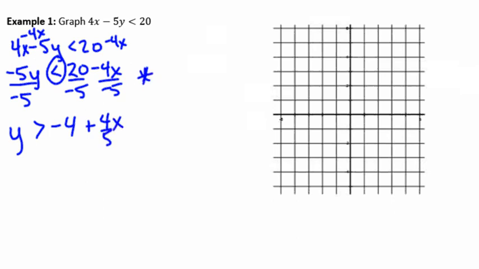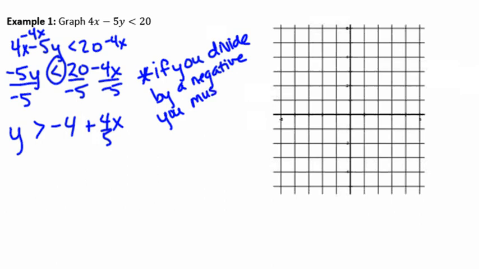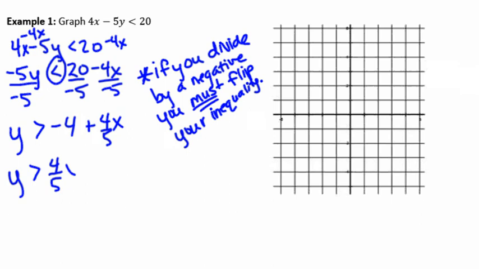So reminder to yourself, if you divide by a negative, you must flip your inequality. Even if there's an equal sign attached, the equal still stays. It's just if it's a less than, it's going to be a greater than. If it's a greater than, it'll switch to a less than. So just rewriting our inequality so that we have it in the correct form: 4/5 is our slope, -4 is our y-intercept.